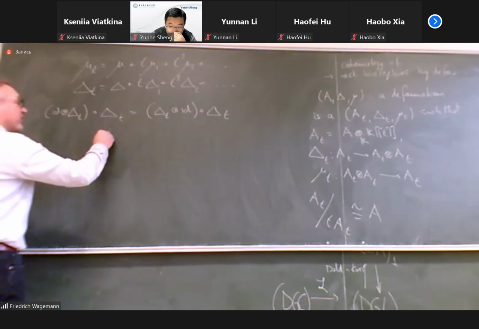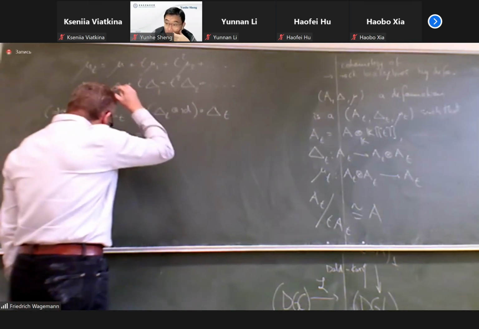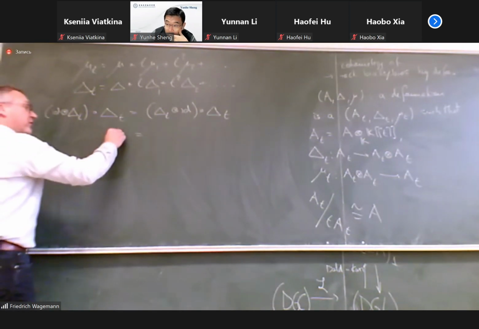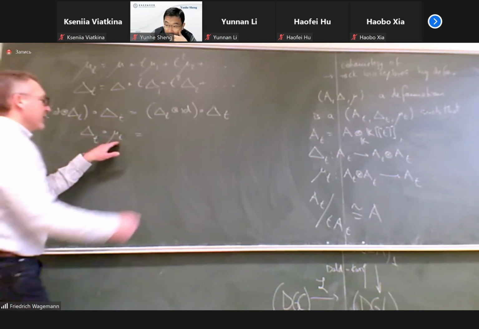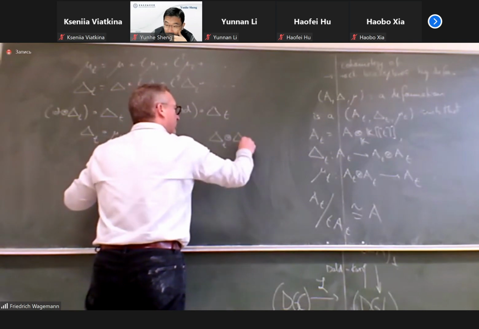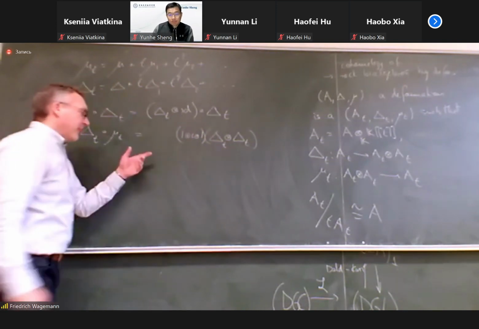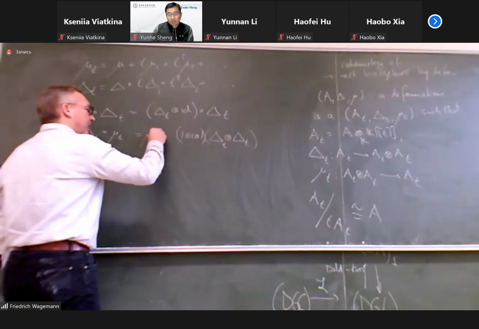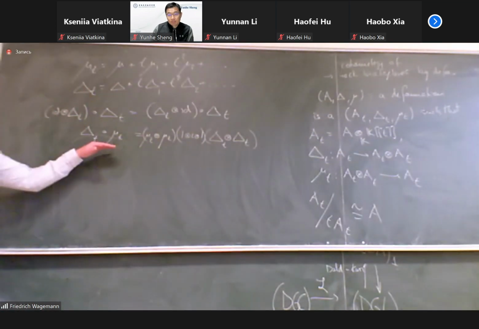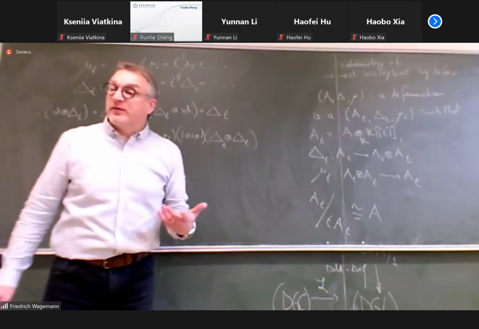In which sense? When you first do the co-product and then the product, this is the same as doing first the product and then the co-product, and you start on A_T tensor A_T. Then you can also do first co-product tensor co-product, switch around factors, and then do the product. So this is a compatibility between product and co-product.